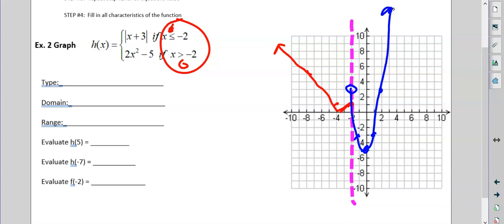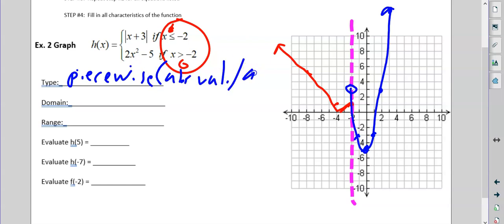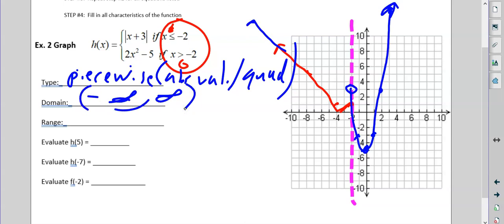Okay, so what do I have here? I could get away with just saying piecewise. That's fine. What is it made up of? Well, it's made up of an absolute value and a quadratic. The domain, how far left is it going? Well, it's going to continue to go left, and it's going to continue to go right. That's -infinity to +infinity. The range, the lowest point is down here at -5. And it's included, so we use a bracket, and then both arrows are going up towards +infinity forever.